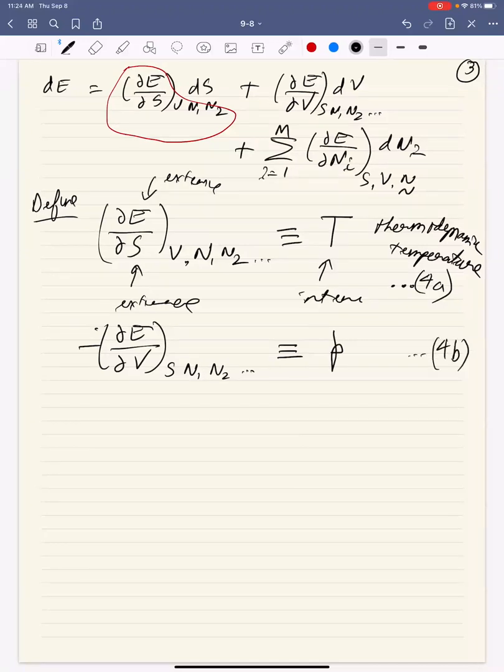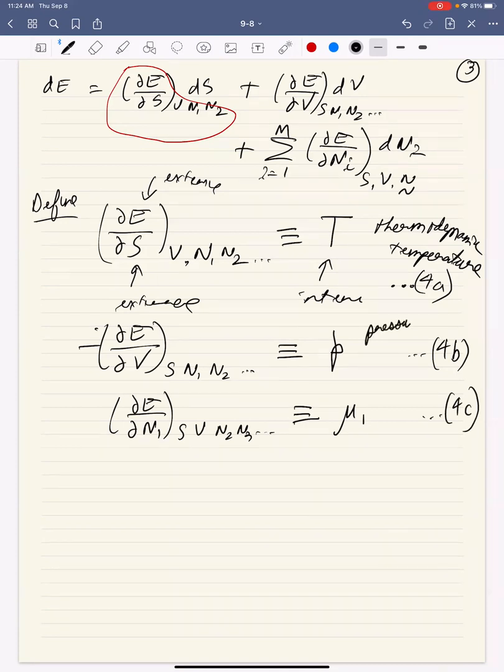And notice we have a minus sign over here. Partial E by partial N1 at constant S, V, N2, N3, dot, dot, dot. We are going to call mu1. And this becomes equation 4c. So this is thermodynamic temperature. This is thermodynamic pressure. And this one is chemical potential.